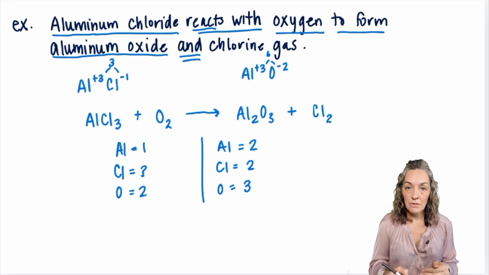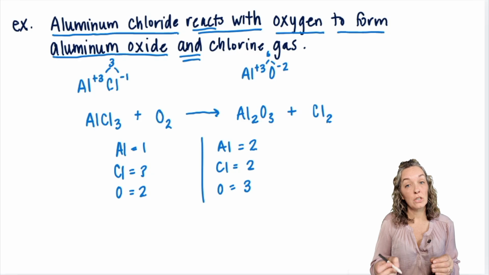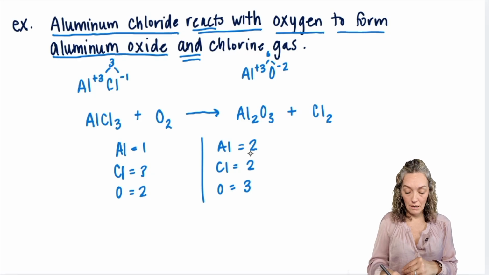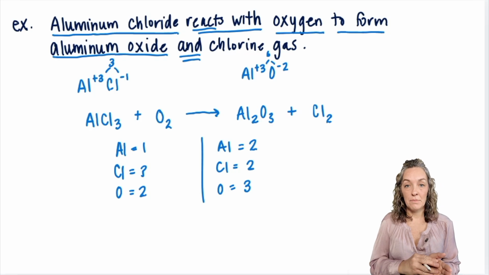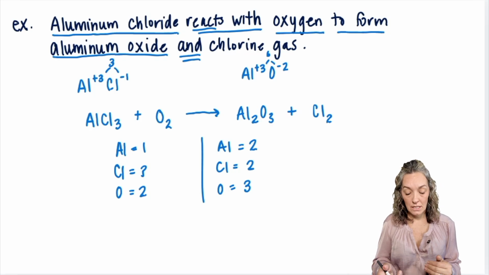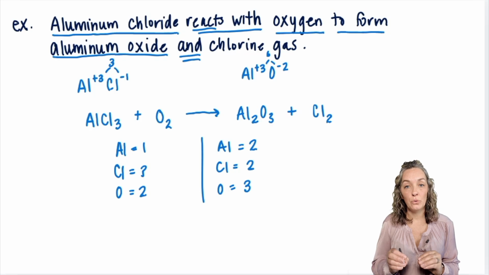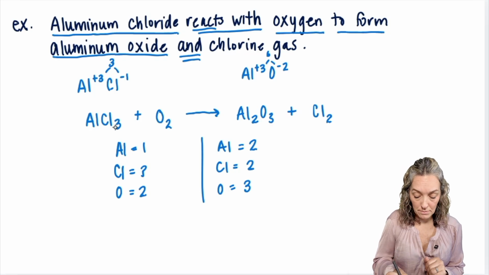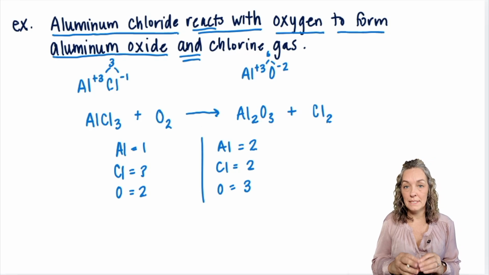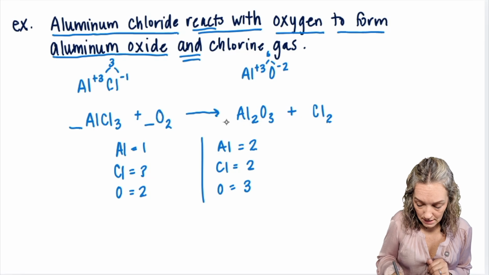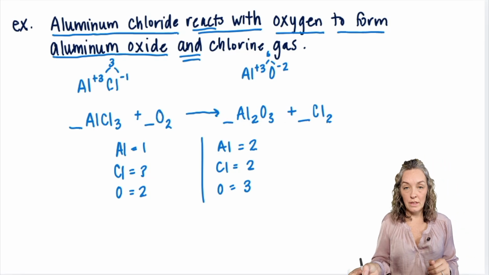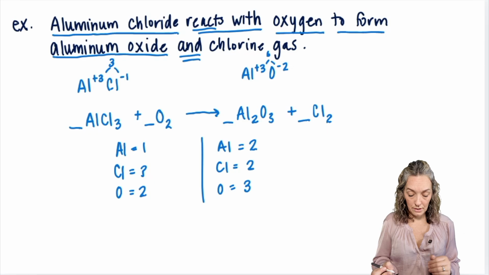I've listed the number of atoms of aluminum, chlorine, and oxygen going into the reaction on the reactant side and coming out on the product side. I now need to make sure that the same number of atoms that went in came back out, so I'm going to balance the equation. At this point, I can no longer touch the subscripts. The subscripts are there for stability purposes and everybody's stable, so that means they need to stay just the way they are. My only option at this point is to put coefficients out front to make sure that all of the atoms are accounted for.